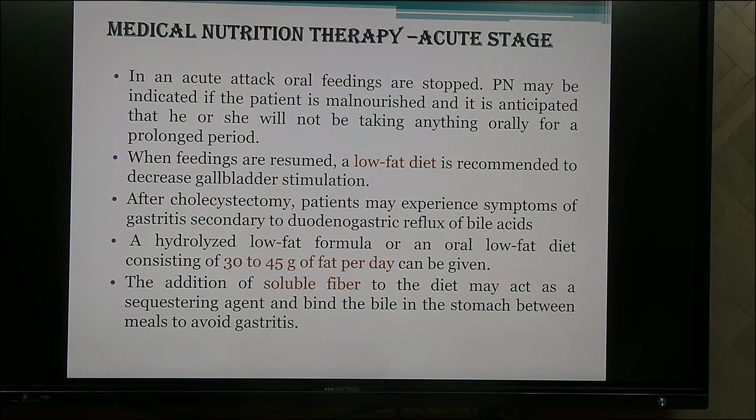Medical nutrition therapy: in an acute attack, oral feeding is stopped. PN may be indicated if the patient is malnourished and it is anticipated that he or she will not be taking anything orally for a prolonged period. A low-fat diet is recommended, and usually 30 to 45 grams of fat per day can be given. The addition of soluble fiber to the diet may act as a binding agent and bind to the bile in the stomach between meals to avoid gastritis.